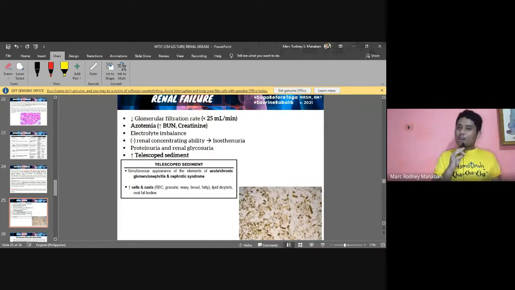All right, so because of a decrease in your glomerular filtration, then of course, accumulate ang mga substances, especially the non-protein nitrogenous compounds such as your BUN and creatinine. So therefore, there's azotemia. Of course, there's electrolyte imbalance because the kidneys are not able to maintain the reabsorption and secretion of these electrolytes.